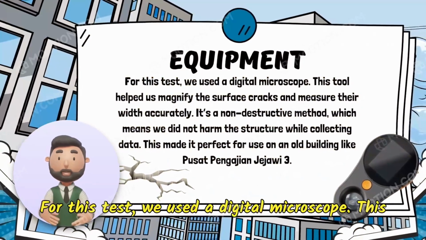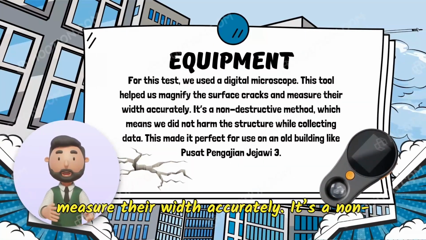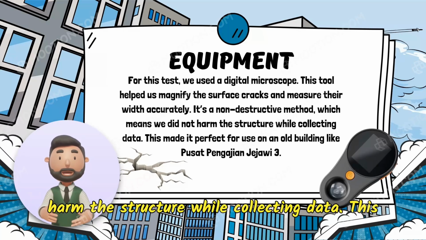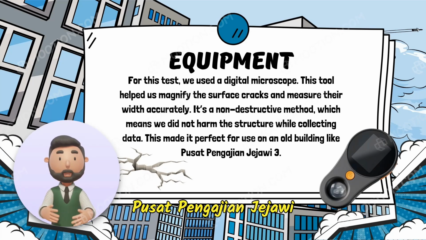For this test, we use a digital microscope. This tool helped us magnify the surface cracks and measure their width accurately. It's a non-destructive method, which means we did not harm the structure while collecting data. This made it perfect for use on an old building like QZAT engaging Jajali.